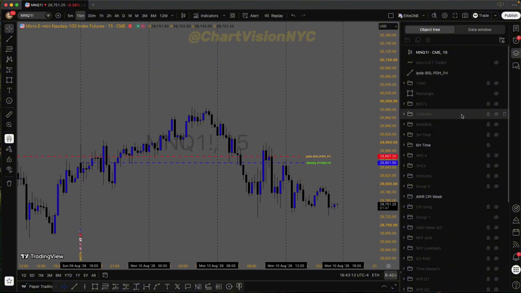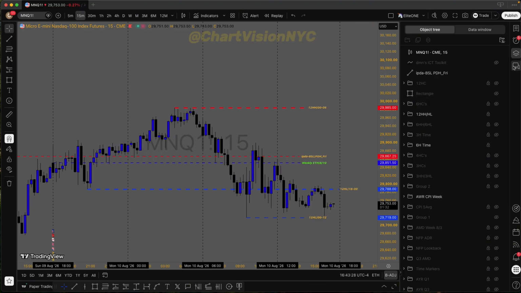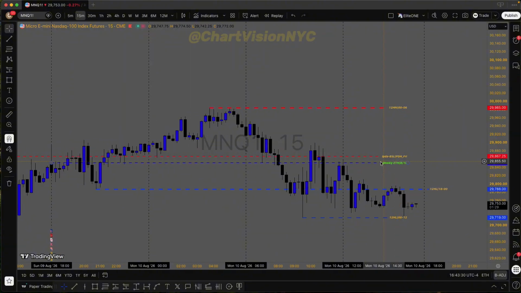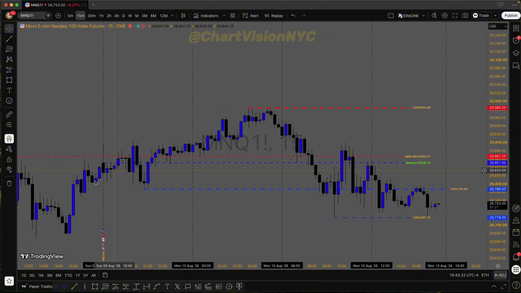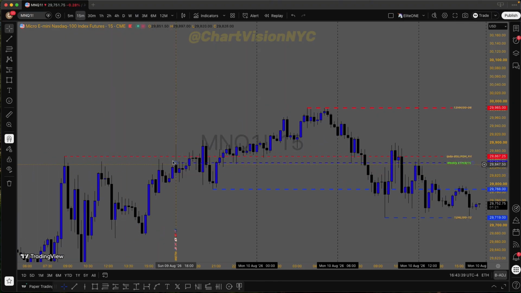Let's look at where the highs and lows formed for the 12-hour period, because this is the macro draw on liquidity for the day, including previous day high. So let's go back to the start of the day. We got 6 p.m. right here. Guess what? Instantly swept the previous day high.